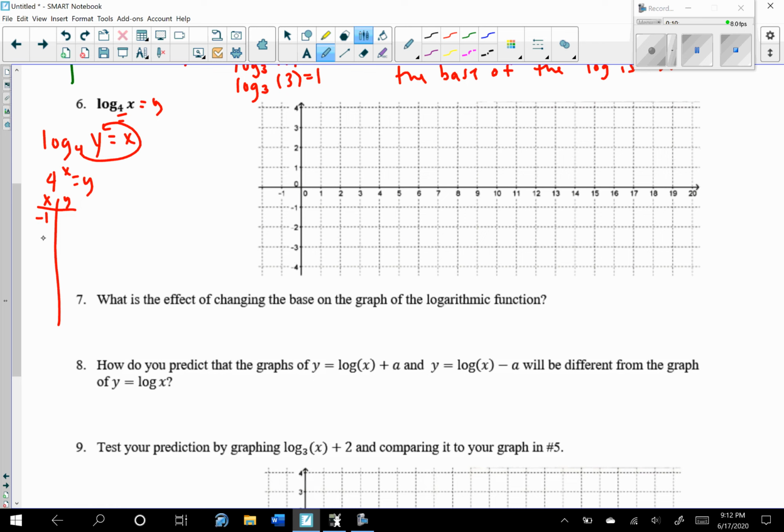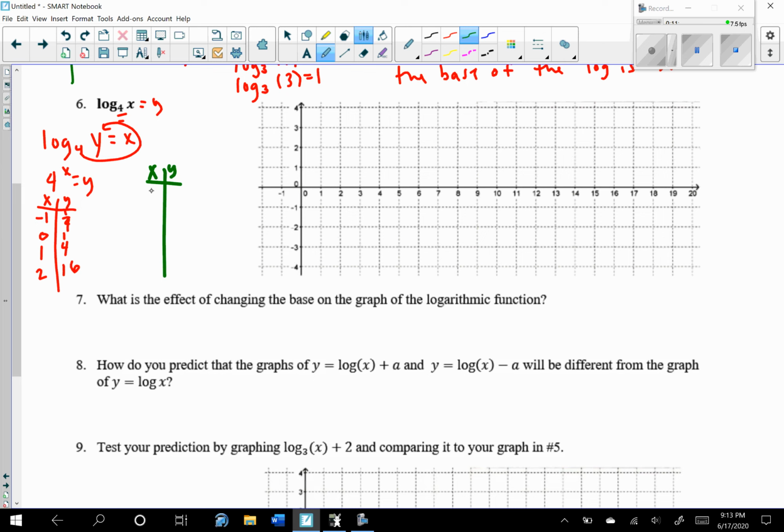So let's do -1, 0, 1, 2, 3. And so for this, if we go ahead and plug this in, 4 to the -1 power is 1/4, because again, remember negative power means goes to the denominator. 4 to the 0 power is 1. 4 to the first is 4. 4 squared is 16. And 4 to the third is not going to be in our graph, so let's just stop at the 2.